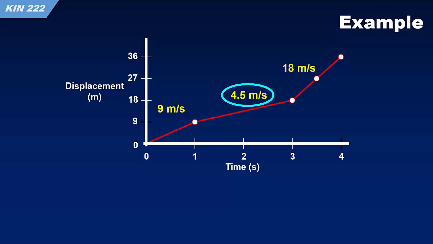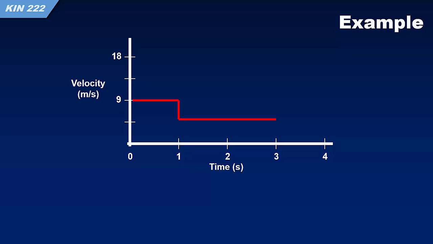Across that second section, from the 1 second time point to the 3 second time point, the cyclist is moving at 4.5 meters per second. So if we were going to plot that velocity, from the 1 second mark to the 3 second mark, the cyclist is moving at a constant 4.5 meters per second. So we draw a straight line at 4.5 meters per second.